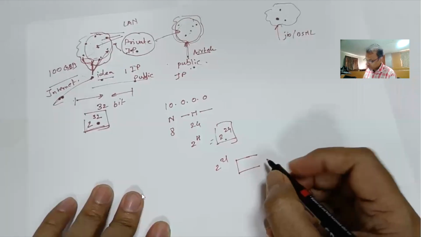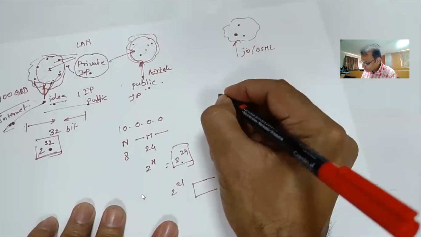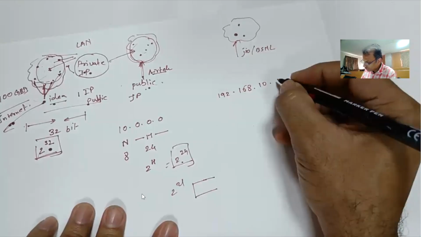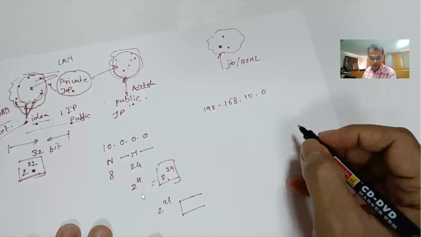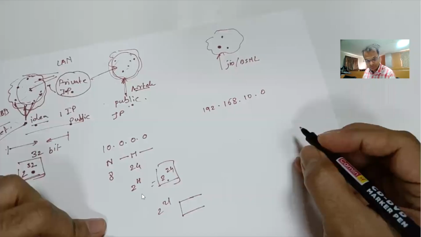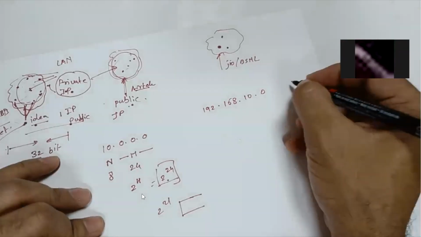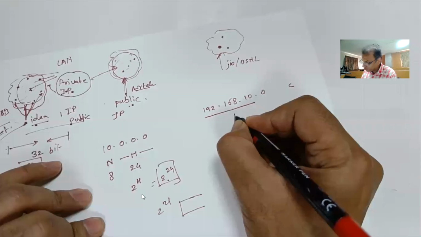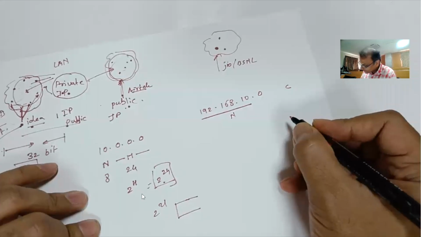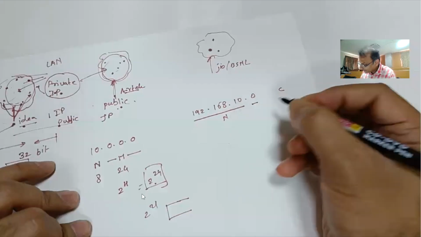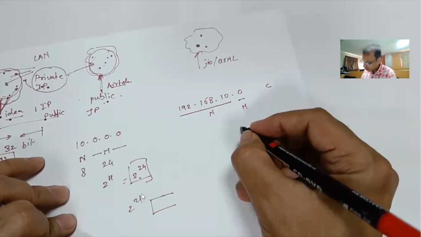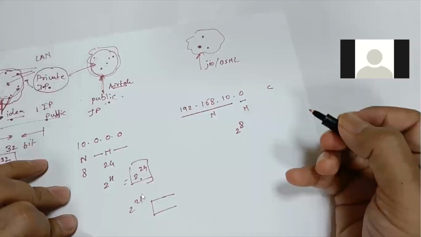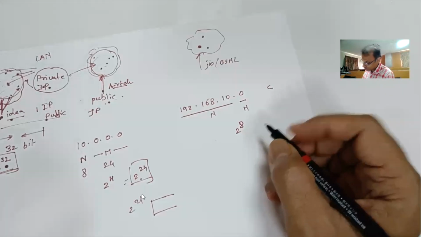So let's take the example of 192.168.10.0. This is one network. Can you tell me what is the class here? C. It is a C class. In C class, the first 3 octets are the network bits, right? And 1 octet is the host bits. That means how many hosts can you have? 2 raised to the power 8, approximately, not exactly.